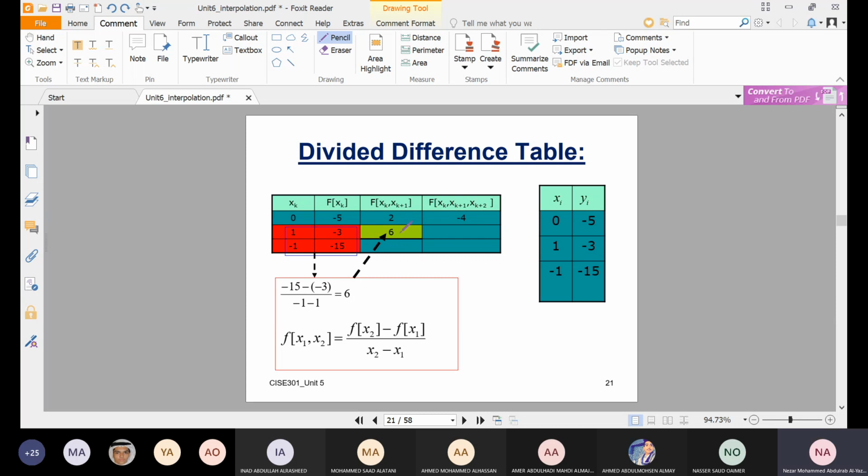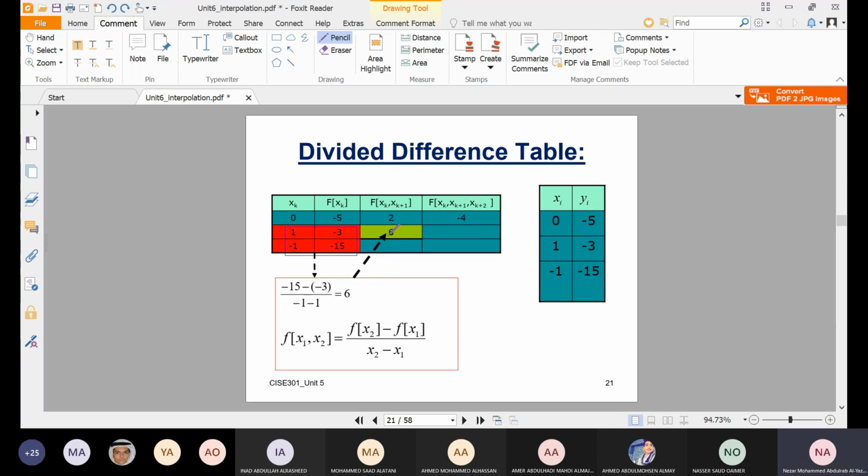For the second column, because I need these two to find this one, I cannot directly compute this one. For the second column here, I have the divided difference between x2 and x1. So here I will have f at x2 minus f at x1 over x2 minus x1. So this will be minus 15 minus 3. This is the function at x1 and this is the function at x2, over x2 is minus 1, minus x1 is 1. So here I will get the value 6.